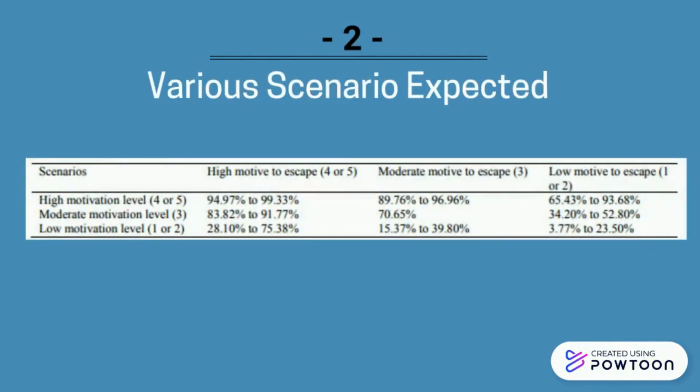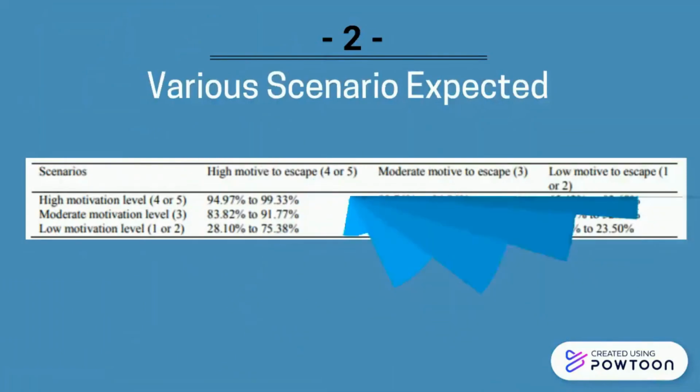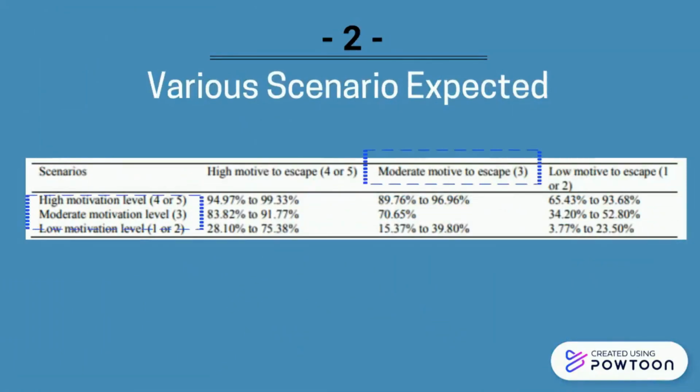In this situational matrix, we notice that when a UM student is highly motivated by online video games with a high motive to escape, the probability can go up to 99.33%. Whereas in the case of moderate motive to escape with moderate motivation level, a UM student has a probability of 70.65% of being involved in online video games. In the case of the lowest motive to escape with the lowest motivation level, a UM student only has a 3% chance of being involved in online video games.